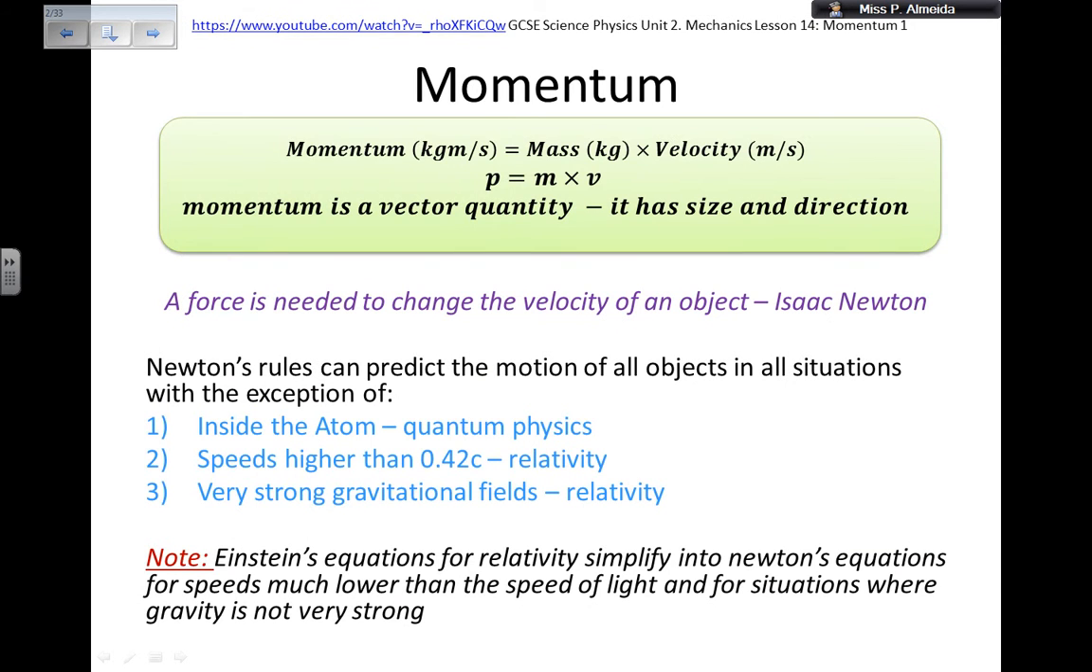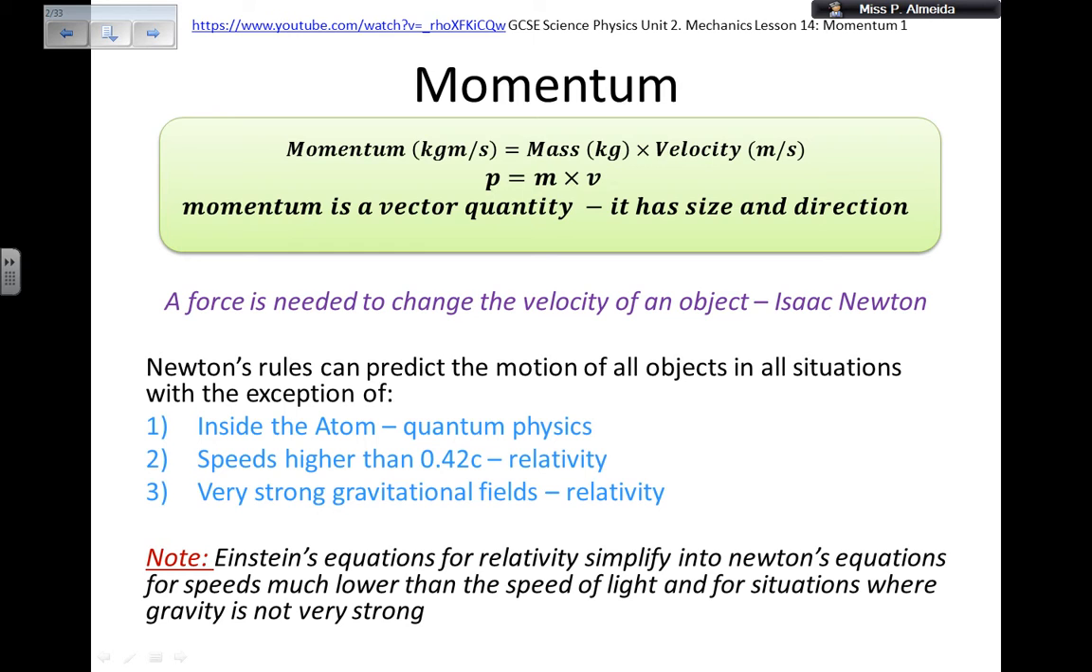So momentum, in case you don't remember, is the mass of an object times its velocity. Because the mass comes in kilograms and the velocity is in meters per second, the unit for momentum is kilogram meters per second, okay? If you look at the symbol equation, it is p equals m times v.